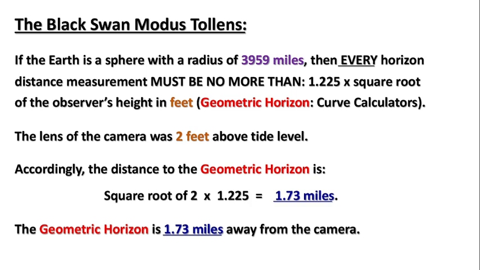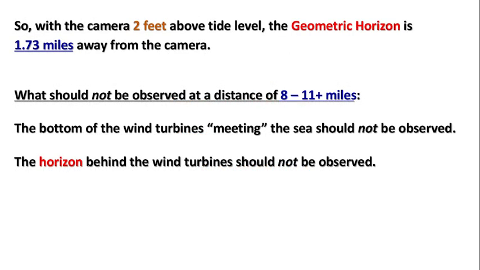Geometric horizon curve calculators. The lens of the camera was 2 feet above the tide level. Accordingly, the distance to the geometric horizon is square root of 2 times 1.225 equals 1.73 miles. The geometric horizon is 1.73 miles away from the camera. So with the camera 2 feet above tide level, the geometric horizon is 1.73 miles away from the camera.